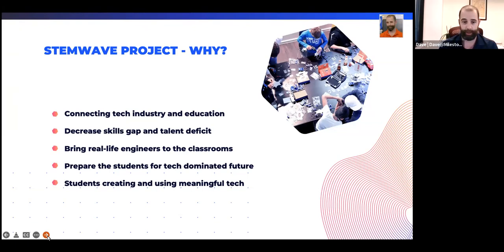As everyone I'm sure knows, the future will only be further dominated by tech. This will become more and more integrated in our lives. We think it's maxed out today, but it will only get more and more ingrained in what we do. So we want students to do meaningful work and create the tech instead of just being consumers of it. So that's the Stemwave project. Those are the big goals that we are trying to accomplish.